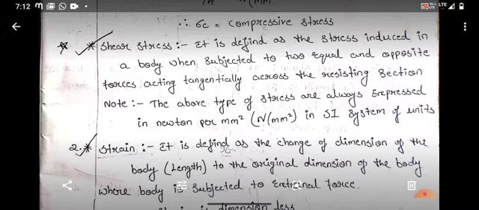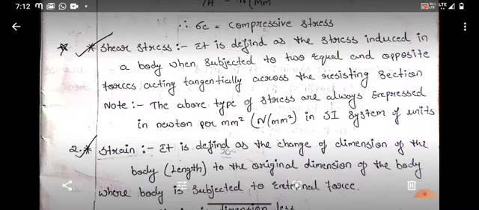Next definition is shear stress. What is shear stress? It is defined as the stress induced in a body when subjected to two equal and opposite forces acting tangentially. This is mainly considered with reference to riveted joints, so there you will understand this clearly. So let's first see what shear stress is. Shear stress is defined as a stress induced in a body when subjected to two equal and opposite forces acting tangentially.